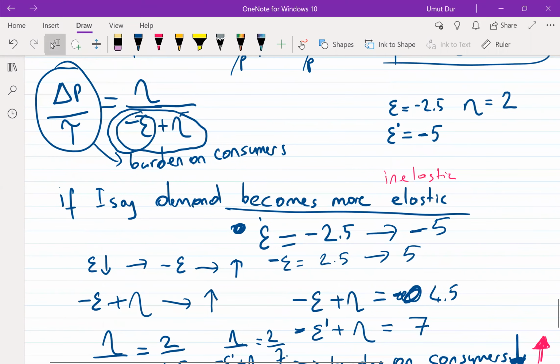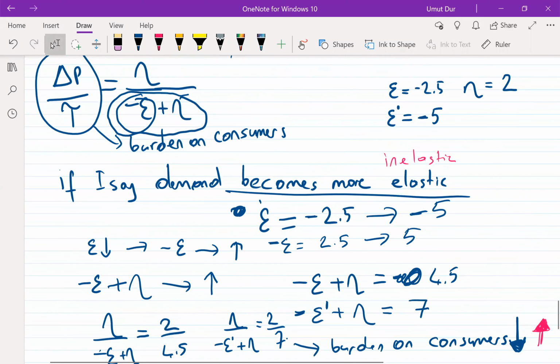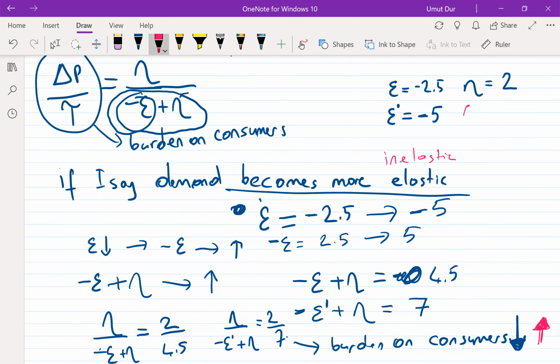And what about eta? Suppose that the new eta is 3, and we are fixing it with this value. So what happens here? Here the supply becomes more elastic or less elastic?